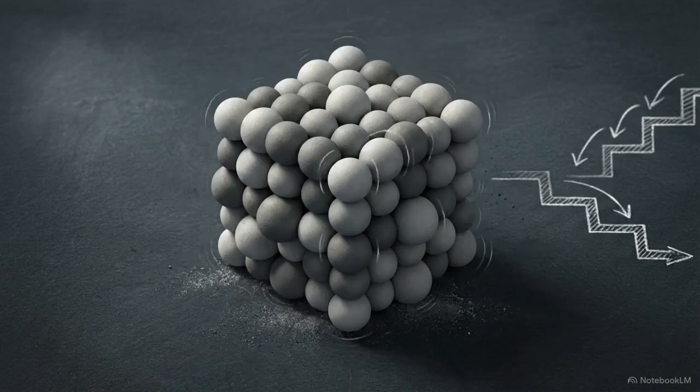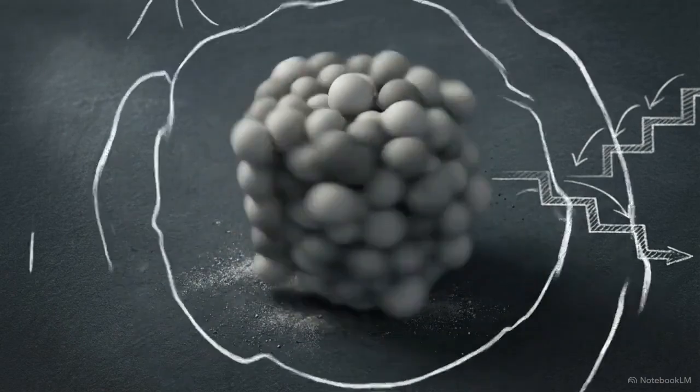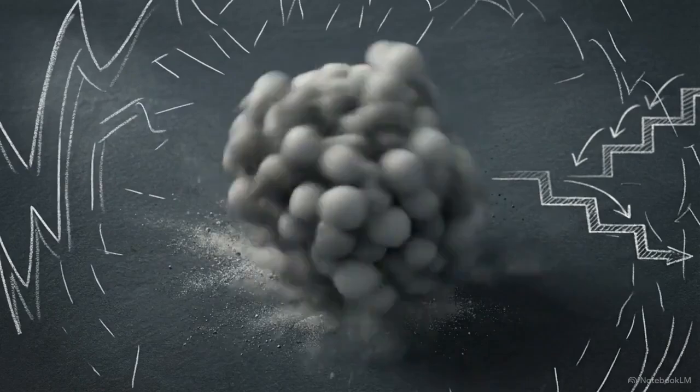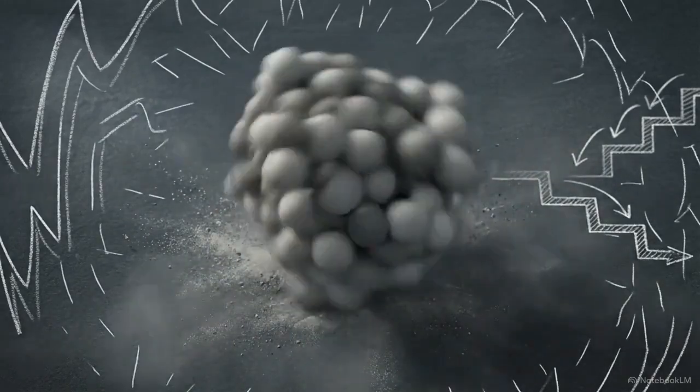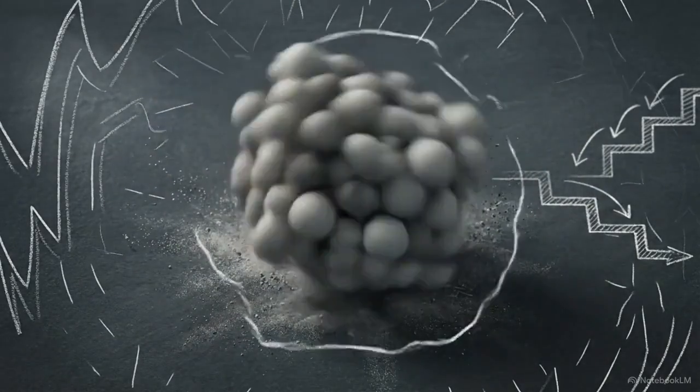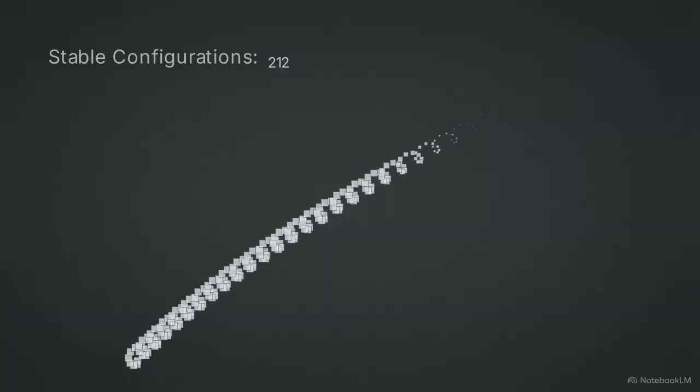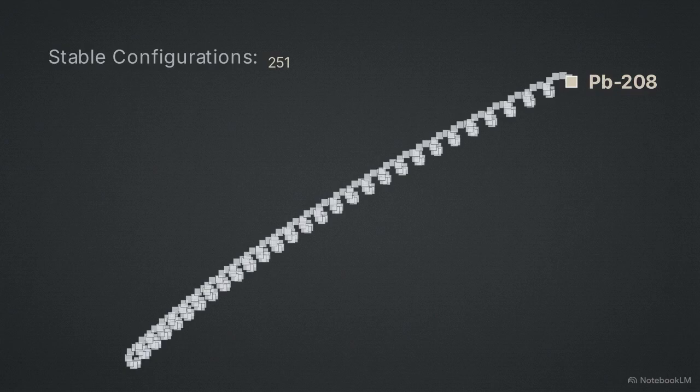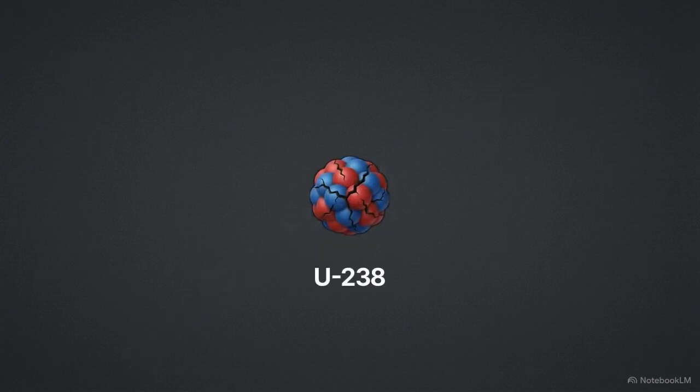At the upper limits of the periodic table, the strong nuclear force struggles to hold itself together against the sheer repulsive power of packed protons. Across the entire universe, there are exactly 251 stable atomic configurations. That list ends abruptly at lead-208. Any element with a mass heavier than lead-208 cannot maintain permanent structural integrity. To survive, it has to shed mass.